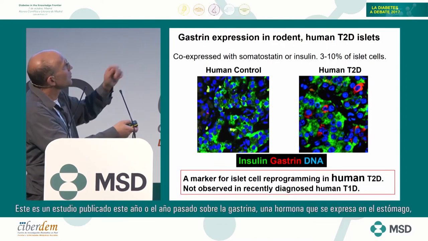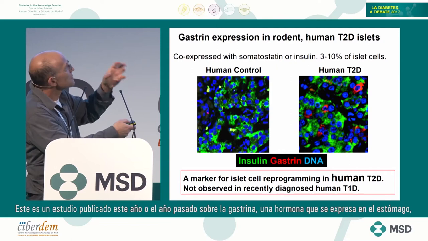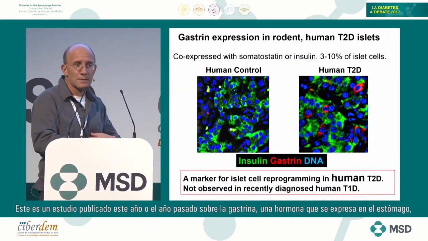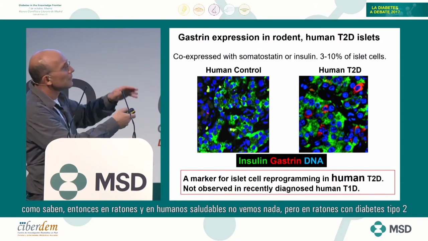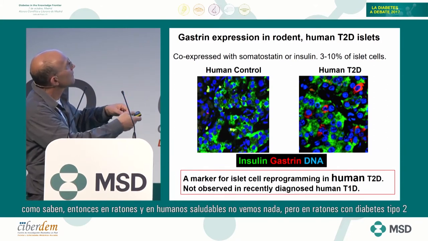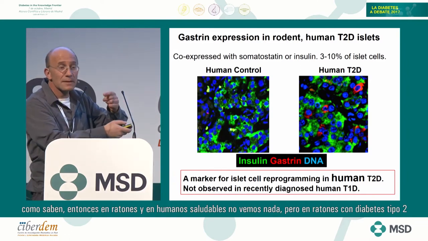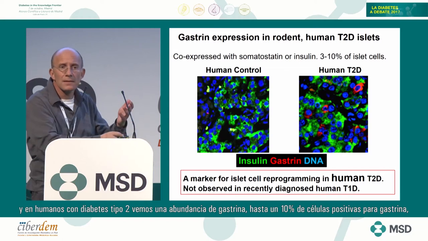So this is a study that we published earlier this year or last year on gastrin. This is staining for gastrin, a hormone that is normally expressed in the stomach, as you know, right? So in healthy mice as well as humans, we see nothing. But in mice with type 2 diabetes, as well as in humans with type 2 diabetes, we see abundant gastrin-positive cells, up to 10% of the islet cells.